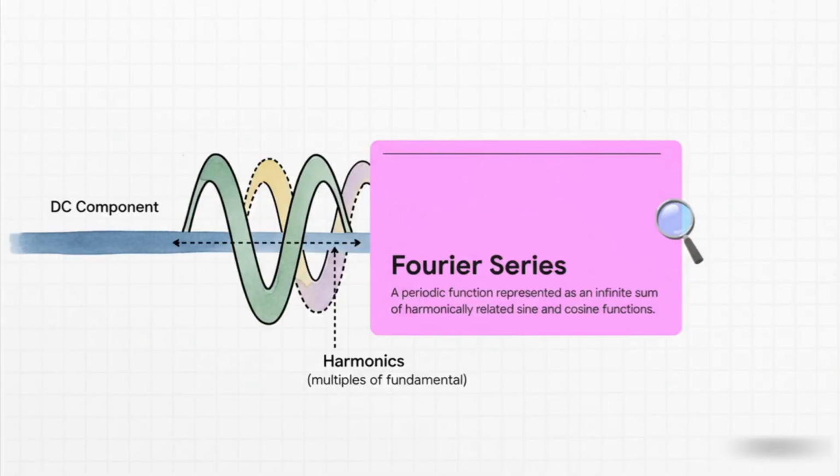Okay, so here's the more formal definition. What the Fourier series tells us is that any periodic function, no matter how weird it looks, can be built using just three basic ingredients. First, a steady DC component. Second, a main sine wave at what we call the fundamental frequency. And third, a whole bunch of other sine and cosine waves that are integer multiples of that fundamental frequency. We call those multiples harmonics.